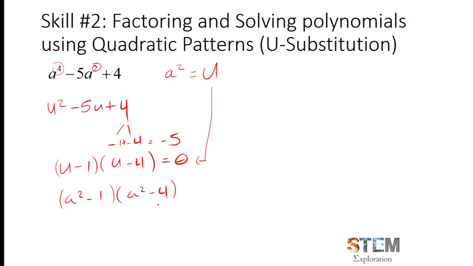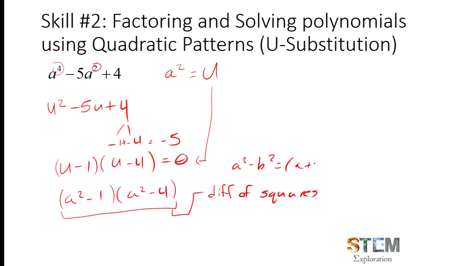Now, before we start plugging everything in, I'm going to point out that both of these are difference of squares. And difference of squares, remember, is a squared minus b squared equal to a plus b times a minus b in terms of the formula. So when you see these, take advantage of them. Now we have a minus 1 times a plus 1, and a squared minus 4 would be a minus 2 times a plus 2, all equals 0.